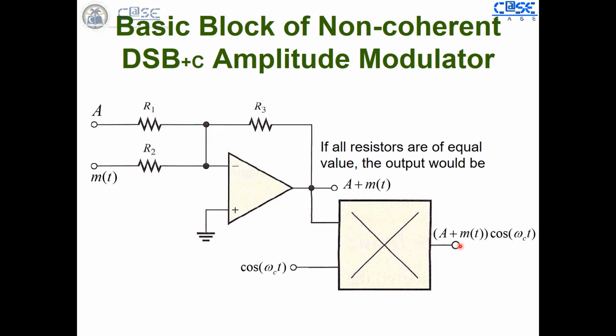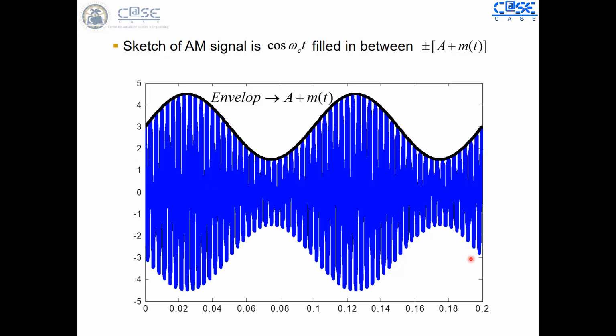In the end, you get two terms: A cos omega ct, which is the carrier term alone, and m of t times cos omega ct, which is the double sideband spectrum. The sum of the two is the double sideband non-coherent modulated signal. That's the envelope of the double sideband non-coherent modulated signal. You can see here A plus m of t. If you track the peaks, you would be able to extract the message signal out of it.